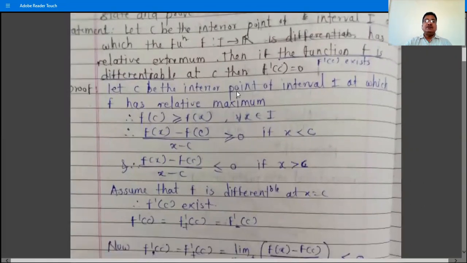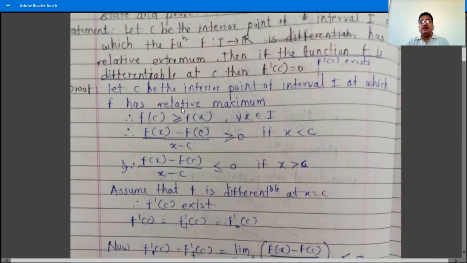So all these things are given, and we have to show f dash C is equal to 0. So let C be the interior point of the interval I, at which the function f has a relative maximum. Relative maximum means the image at point C is larger than all the images under the function f. That is, f of C is greater than or equal to f of x for all x belongs to I. At the point C, the function has a relative extreme, means either maximum or minimum at the point C.